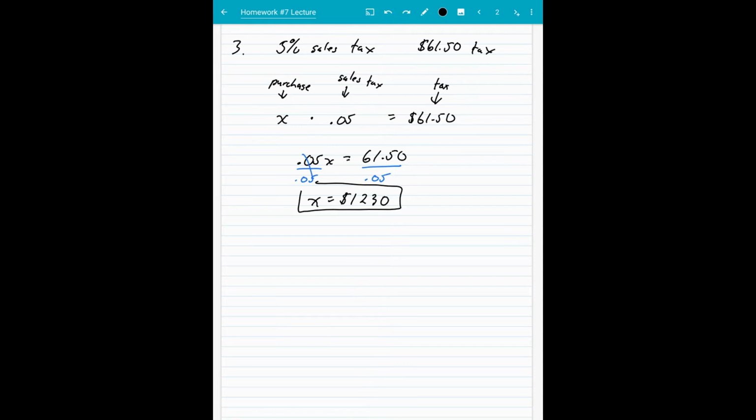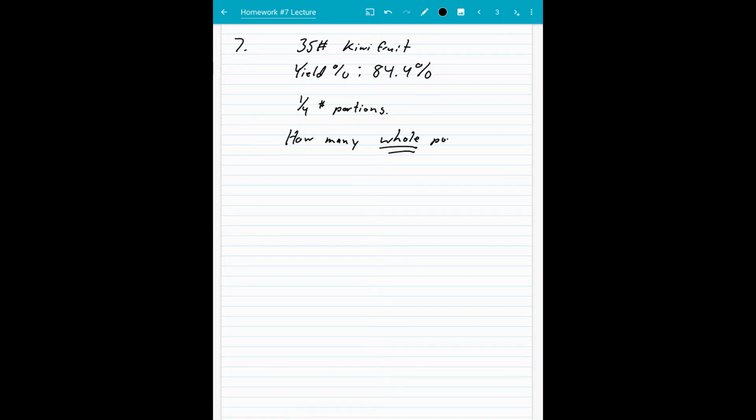So that's 2 tax and percentage related problems, but let's do something a bit more food oriented, which talks about yield percentage. So number 7. You purchase 35 pounds of kiwi fruit, and it has a yield percentage of 84.4%. Remember, that's how much we'll end up having left over. So we won't have 100% of the kiwi left over. It says you plan to divide the kiwi fruit into 1/4 pound portions. We want 1/4 pound portions. How many whole portions will you get? So how many whole, and that's the key thing, whole portions will we get out of this?